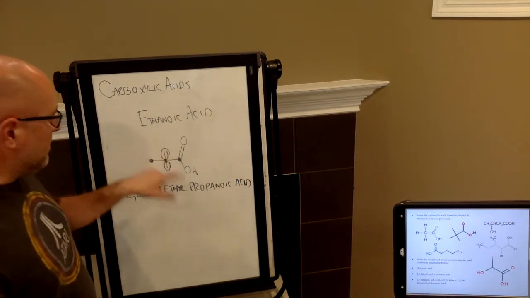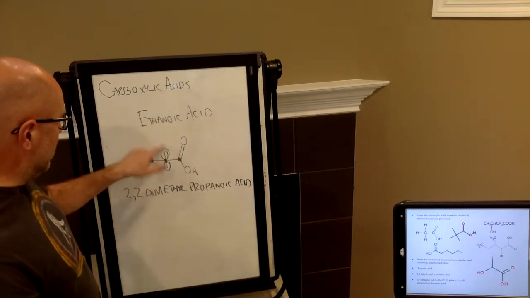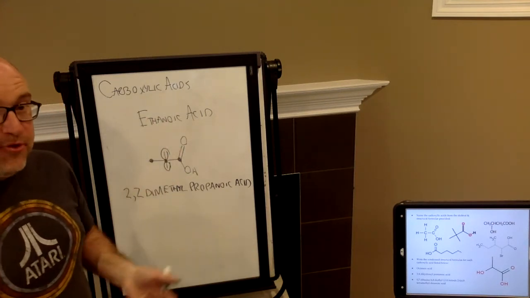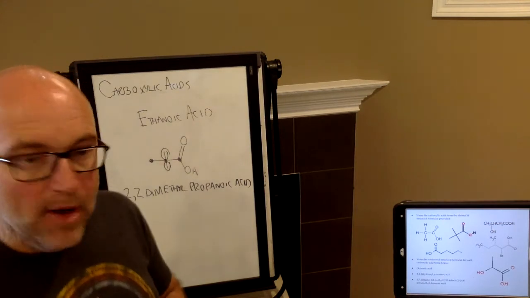Again, 3 carbons in the main chain. That's how I get propane. Change it to propanoic. I've got my 2 side chains at the 2 position, which are both methyl groups, so it's 2,2-dimethyl. All right, that's how I get the name for that one there.